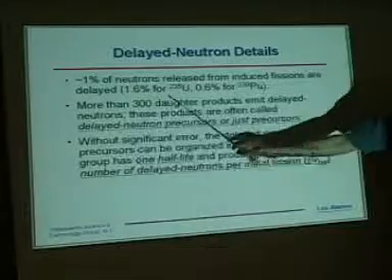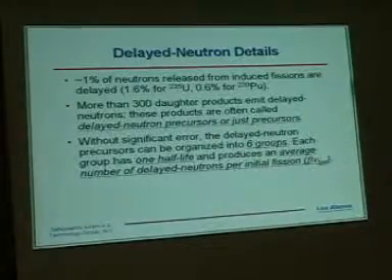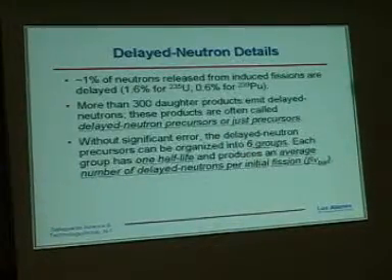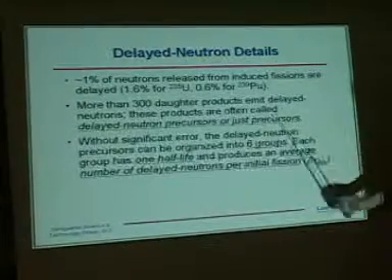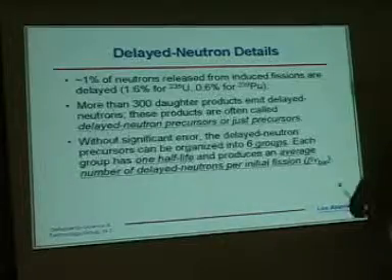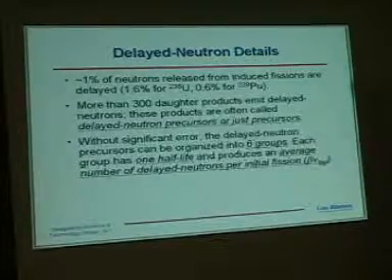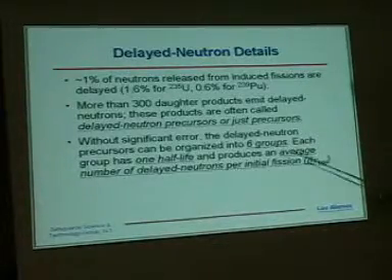These delayed neutrons are coming from, I put more than 300 products. I've also seen it stated as more than 400. So there's a wide variety. You often hear me say just calling them precursors. It's another word. Delayed neutron precursors is the same as fission fragments that are emitting the neutrons.